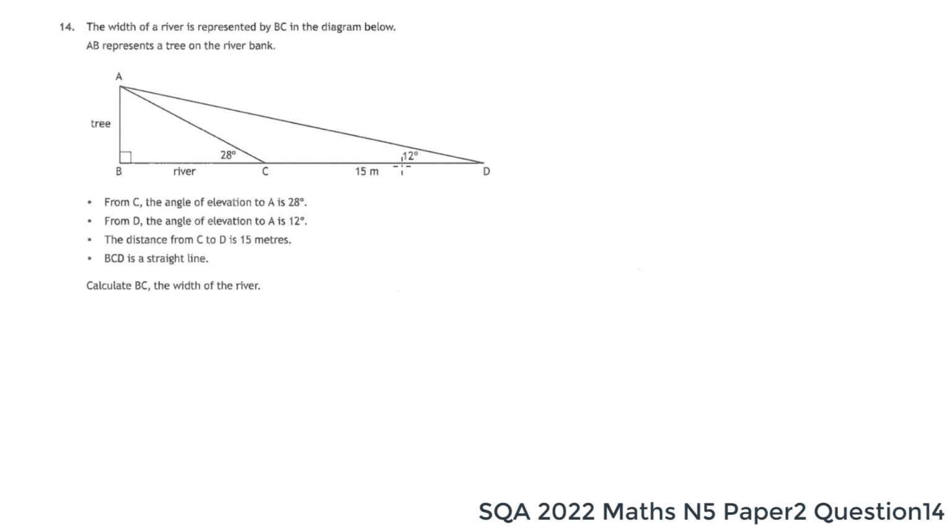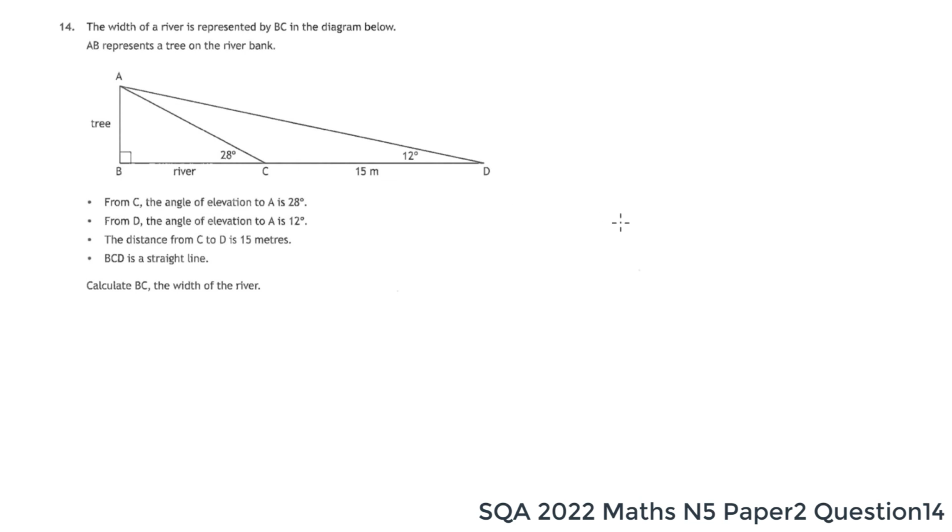Then moving back 15 metres, we do the same from a different point, D, and we measure the angle of elevation of the top of the tree to be 12 degrees. And from all this wonderful experimentation and taking readings and so on, we're able, using the magic of maths, to find the width of the river without travelling over the river. So how do we do that? We have to calculate BC, the width of the river.